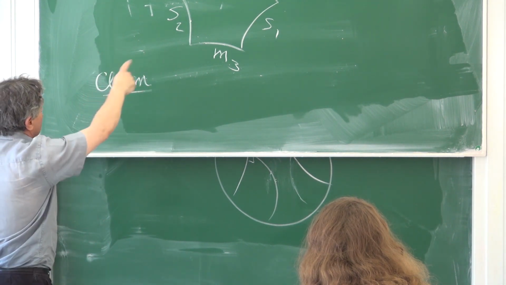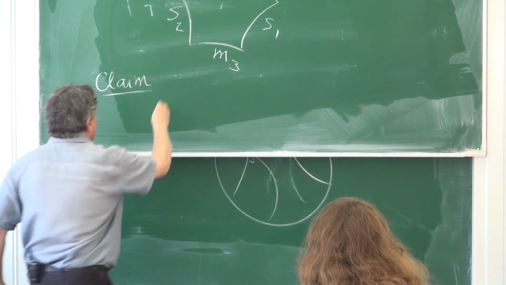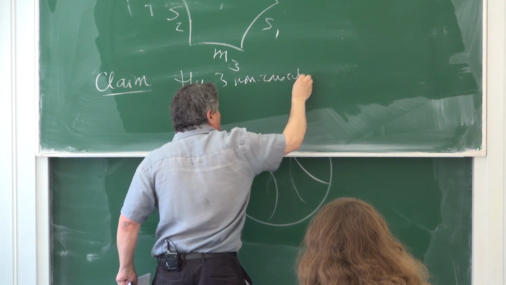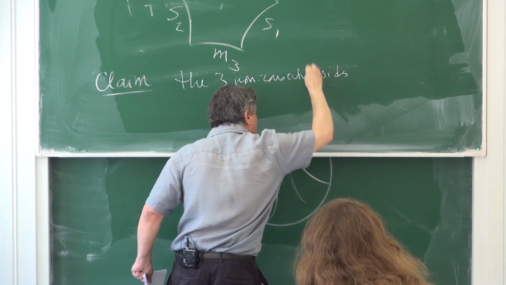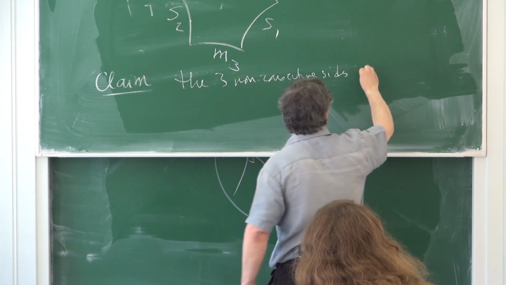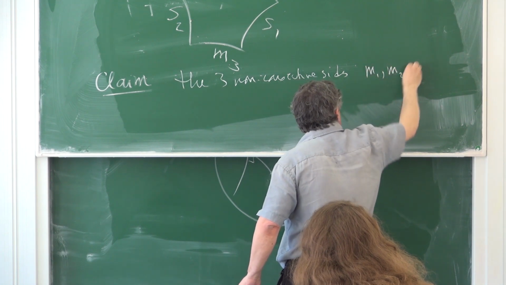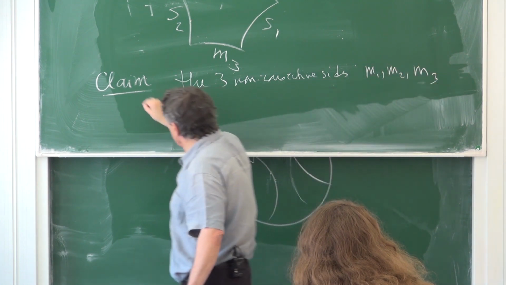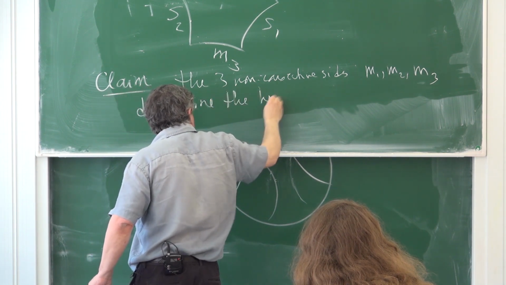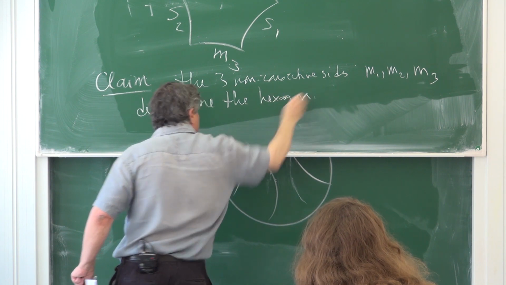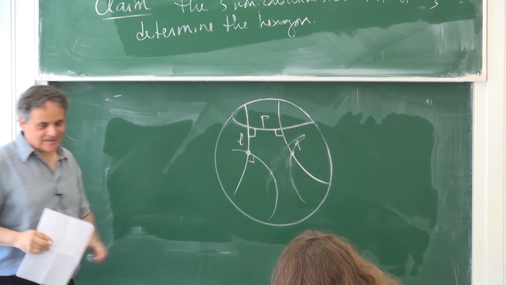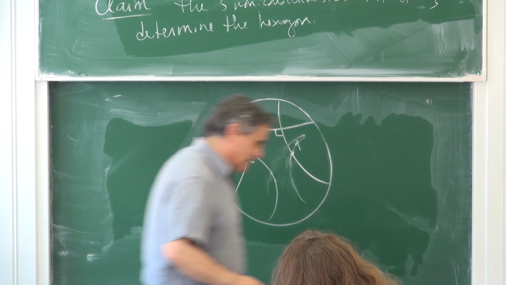three non-consecutive sides, any of the two triples of non-consecutive sides, so let's say M1, M2, M3, determine the hexagon. There is a geometric proof like this one, but it's more complicated, in fact. It's a little bit more complicated.